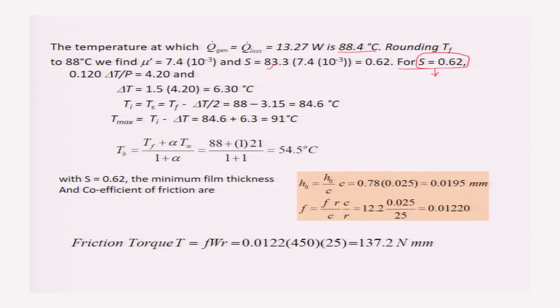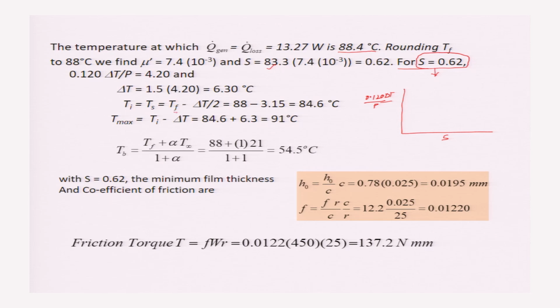We have this chart, 0.120 delta T divided by P versus Sommerfeld number. With the help of this, delta T is obtained corresponding to this Sommerfeld number, and corresponding to L by D. From that, the inlet temperature is obtained.